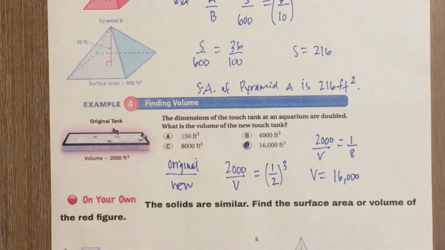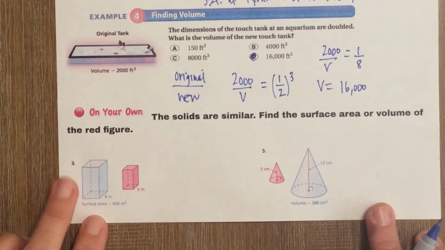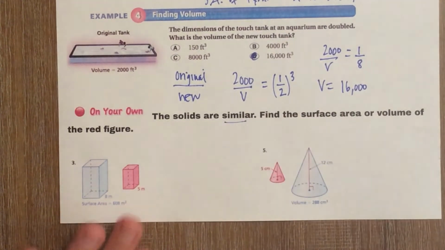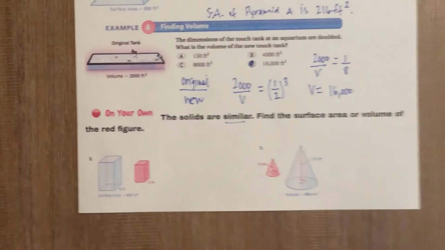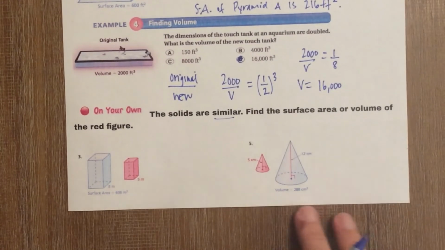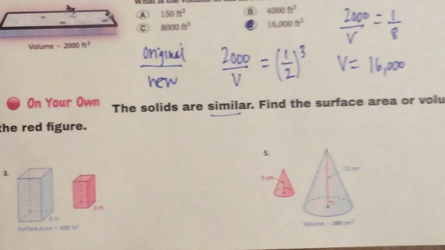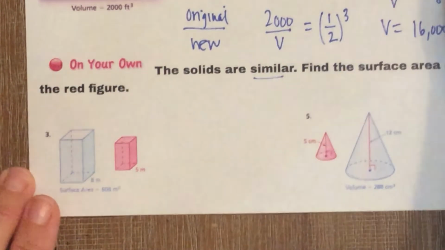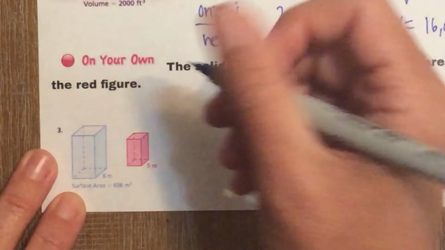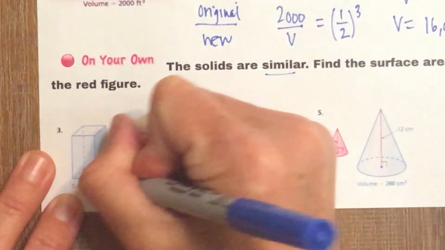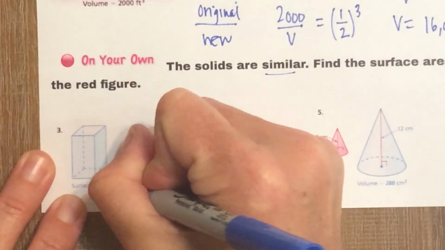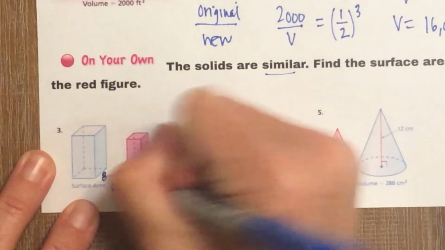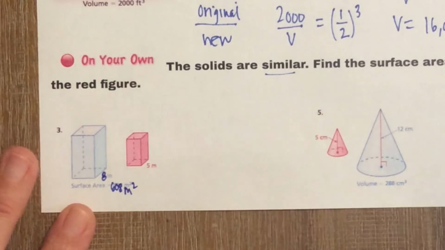All right, here's a couple down here for you to try on your own. The solids are similar. Make sure you always have those directions. You're going to find the surface area or volume of the red figure. Okay, so again, organization, put blue over red, whatever you need to do. I know this is getting a little bit blurry. My printer's getting a little low on ink. This dimension here is 8 meters, and this is 608 meters squared, if that helps you, okay?